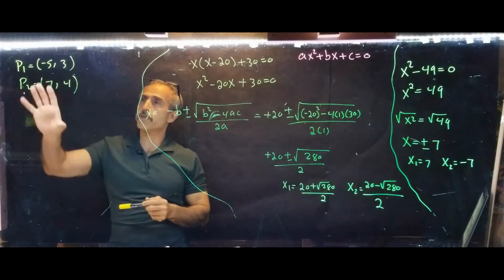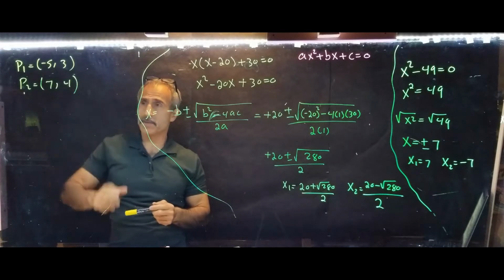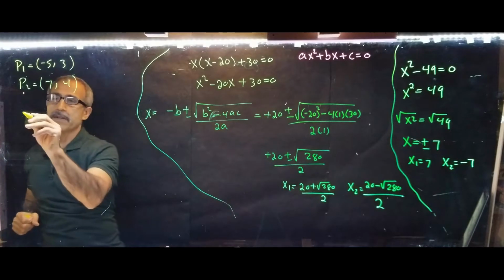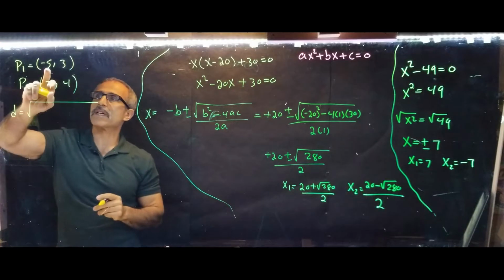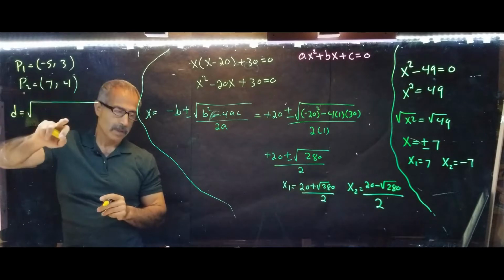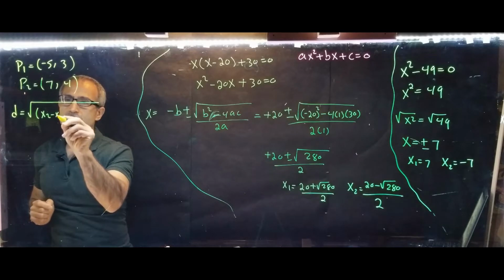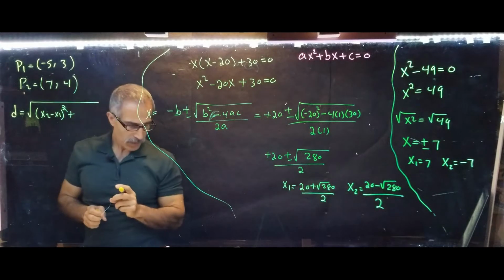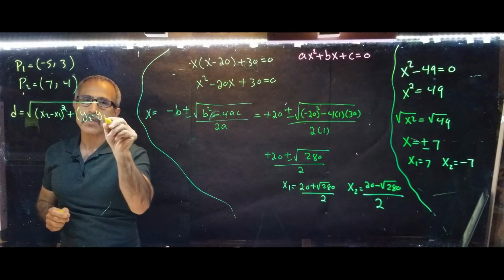Okay, the next one is we have 2 points here. For these 2 points, we want to find out what the distance between them is. And we're going to use the distance formula. If you remember, the distance formula for P1 and P2, you can call this x1, y1, x2, y2, is equal to the square root of x2 minus x1 squared plus, that's a nice square, right? And then we have y2 minus y1 squared.